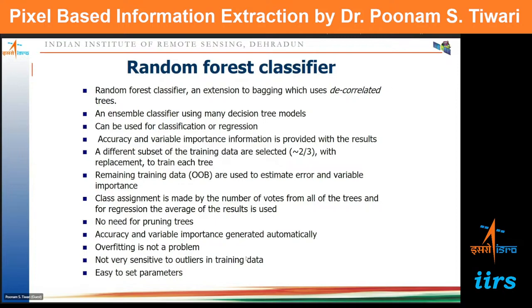It can be used for classification or for regression. The accuracy and variable importance information is provided with the result. A different subset of the training data is selected with replacement to train each tree. The remaining training data are used to estimate error and variable importance.